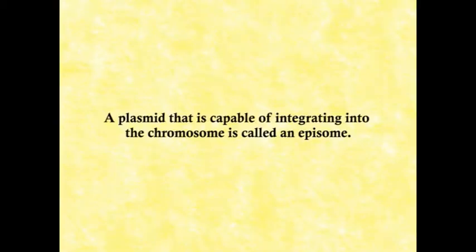So plasmids may also integrate into the bacterial chromosome by a recombination event depending upon the extent of DNA homology between the two. After integration, both the plasmid and the chromosome replicate as a single unit. A plasmid that is capable of integrating into the chromosome is called an episome. If this F plasmid is integrated into the chromosome, it is called an HFR cell. So after integration, both chromosome and plasmid can be conjugally transferred to a recipient cell.